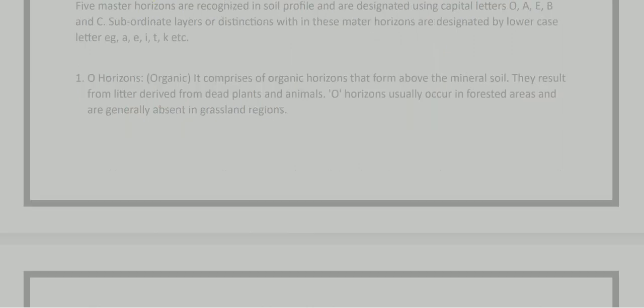Five master horizons are recognized in the soil profile and are designated using capital letters O, A, E, B and C. Subordinate layers or distinctions within these master horizons are designated by lowercase letters such as a, e, i, t, k etc.